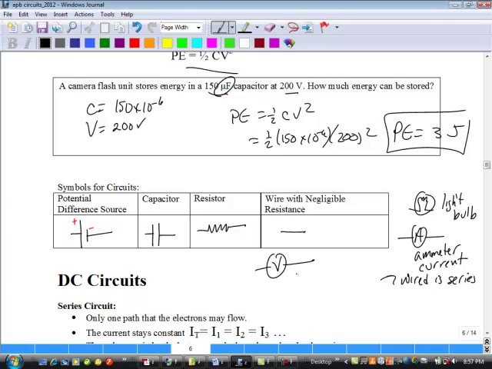A V with a circle around it is known as the voltmeter. Guess what the voltmeter is going to measure? Volts. Very good. And it has to be wired in parallel.